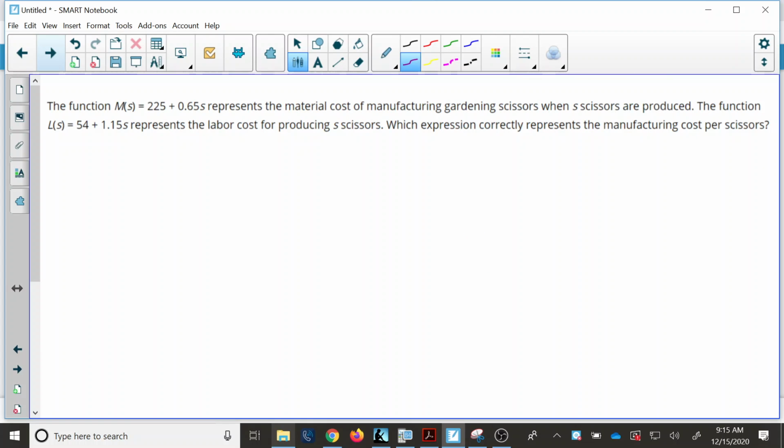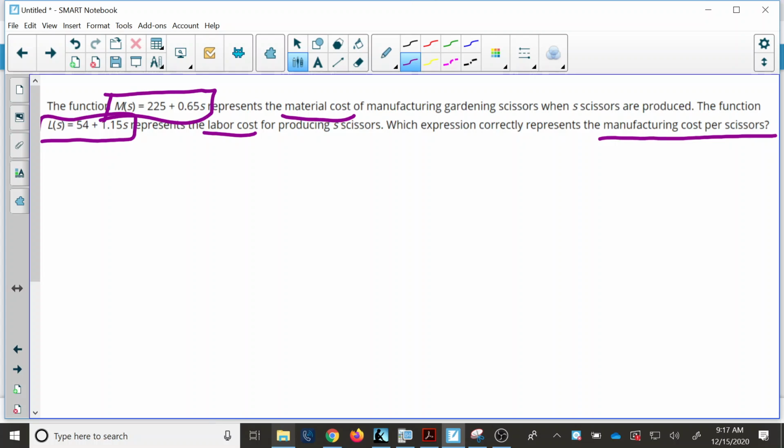The function m of s is 225 plus 0.65s, and it represents the material cost of manufacturing garden scissors when s scissors are produced. The function L of s, 54 plus 1.15s, represents the labor cost for producing s scissors. Which expression correctly represents the manufacturing cost per scissor? So there are two functions again given here. M of s, which is the material cost, and L of s, which is the labor cost. The question says, which expression correctly represents the manufacturing cost per scissor, okay, per scissor.